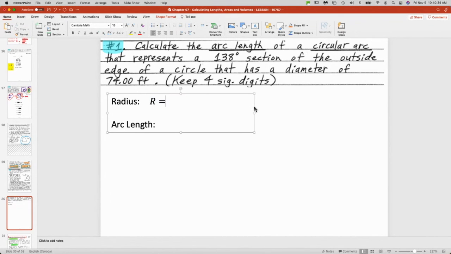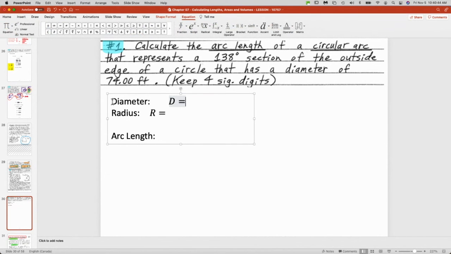Wait. The radius, the diameter is 74. Oh shoot, yeah, you're way ahead of me, Huria. That's okay, that's good. You're keeping me on my toes today. I like that.